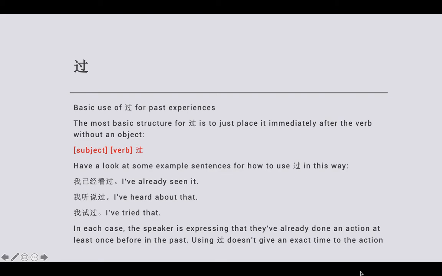But pay attention, using 过 doesn't give an exact time to the action. So that's why you cannot really translate it into the past tense, like "I saw it." That's the main difference between 过 and 了.